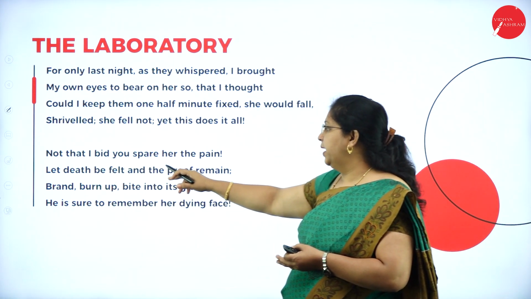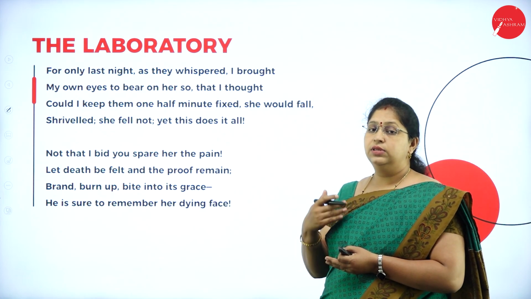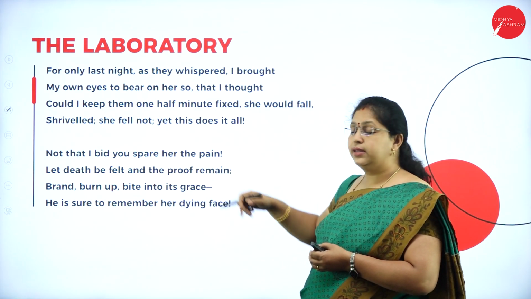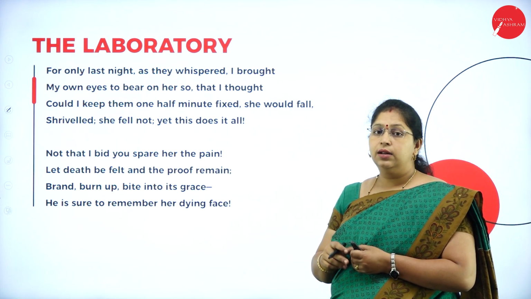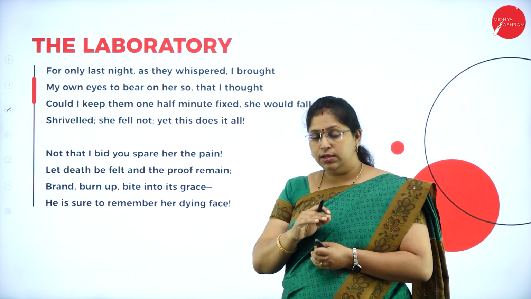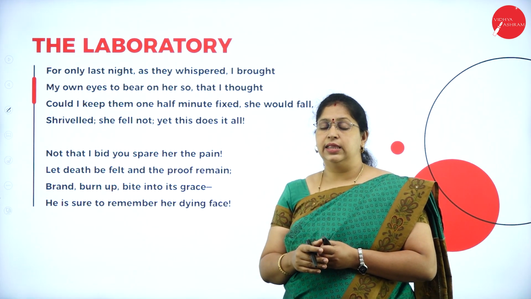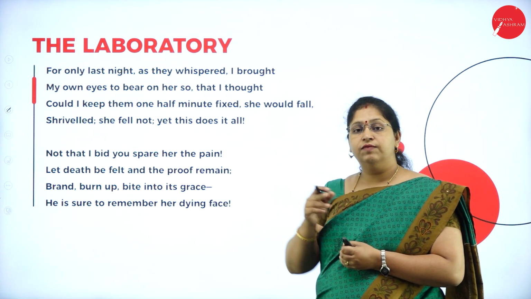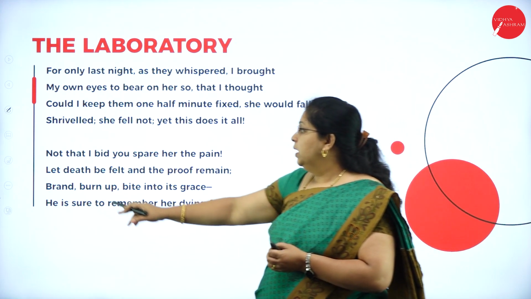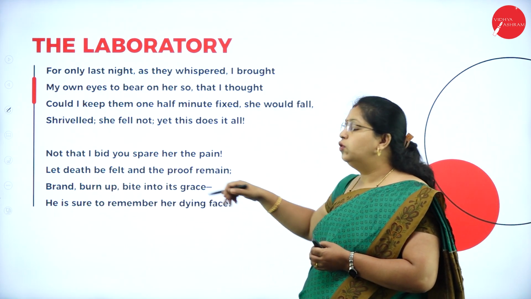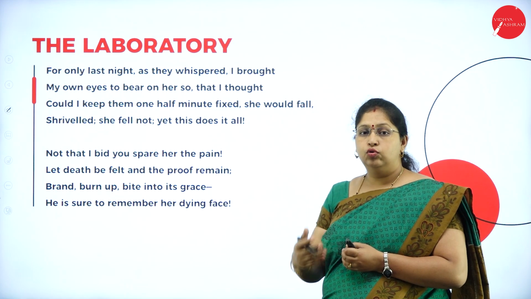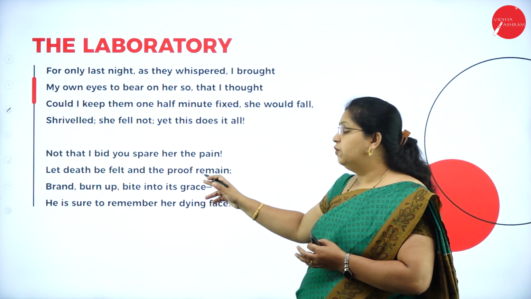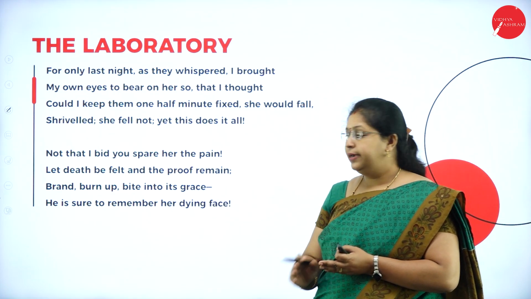Not that I bid you spare her the pain. So now see the revenge, the level of revenge she has. Not that I bid you spare her the pain. I'll not let her go without any pain. I'll not give her the easiest death. I want her to feel the pain. So she's telling, I'll not bid by her without experiencing pain. Let death be felt and proof remain. So she wants her to feel the death, feel that suffering, and proof remain. There should be proof that she died.